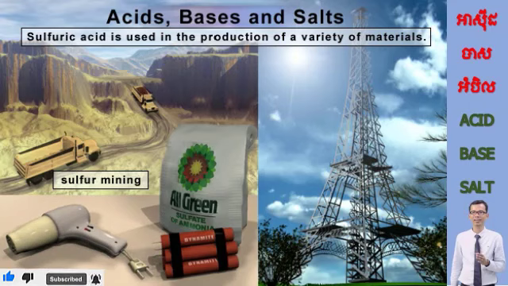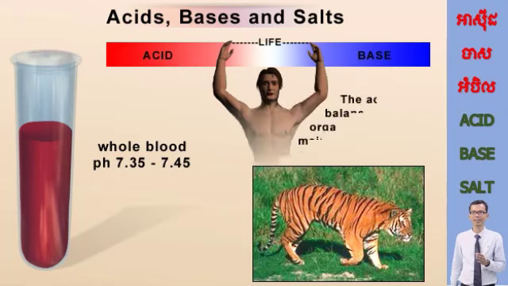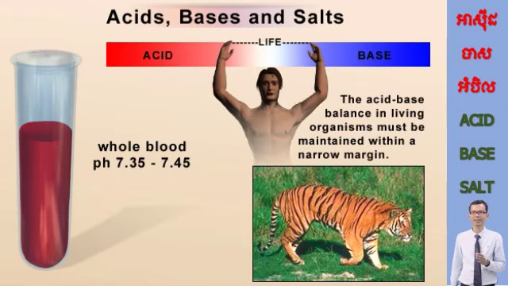Acid-base balance within living organisms is essential for life's processes. Although the acidity of our blood is constantly fluctuating, acid-base balance is maintained within a narrow margin. A significant shift in this balance quickly results in death.